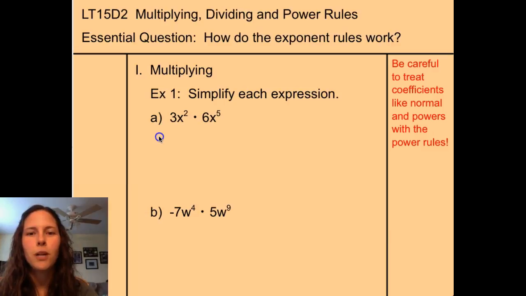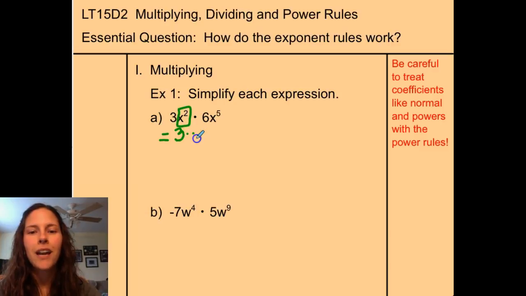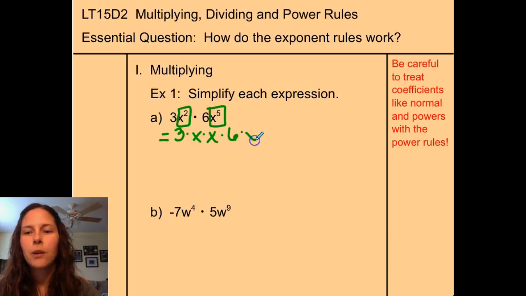Starting off with our multiplication rule. First of all, an exponent means repeated multiplication. So just the x is being squared, so I will write x times itself twice. And then just the x is to the 5th power, so I will write the x times itself 5 times.